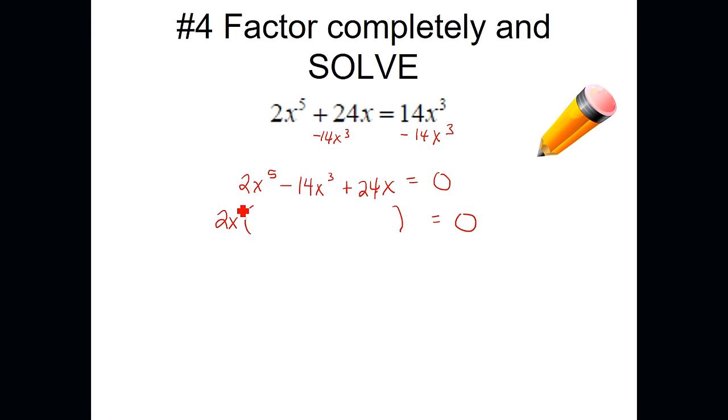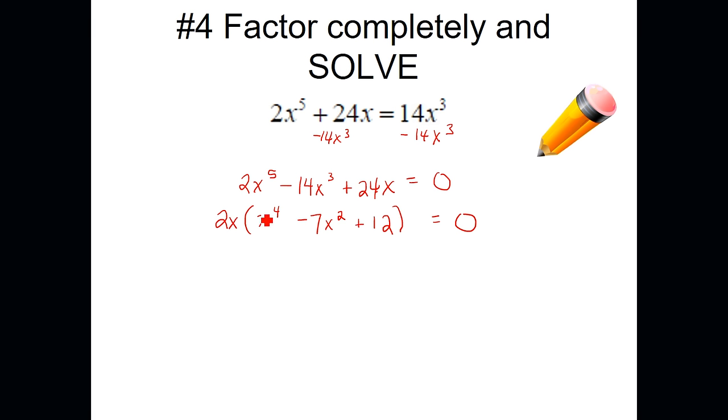2x to the fifth divided by 2x leaves me with just x to the fourth. Negative 14x to the third divided by 2x leaves me with negative 7x squared. And 24x divided by 2x leaves me with 12. All right, so now I have 3 terms in the middle. Now I need to do that AC method again.